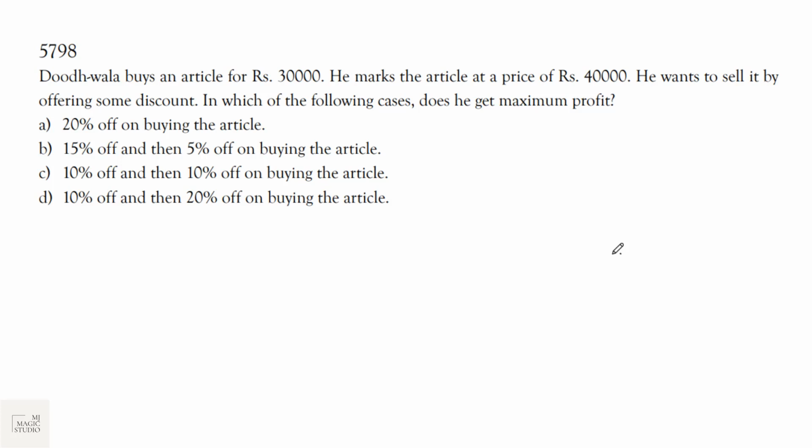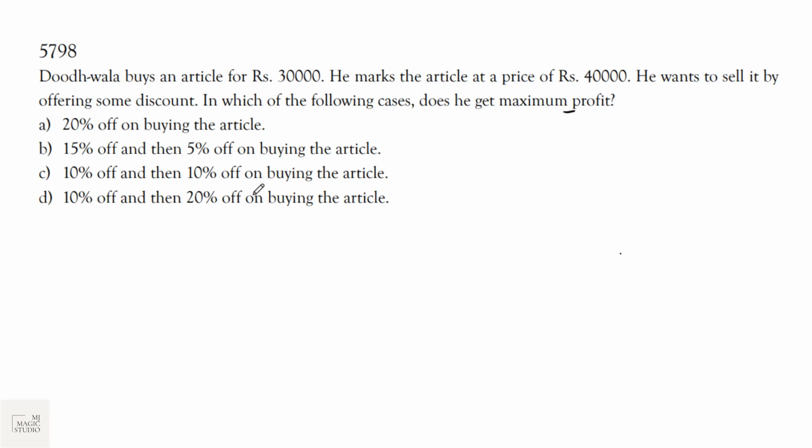Okay, hopefully you have read this question, and this is one of the favorites from this particular set. You should practice these kinds of questions because these are regularly asked. Doodhwala buys an article for rupees 30,000. He marks the article at a price of rupees 40,000. He wants to sell it by offering some discount. In which of the following cases does he get maximum profit?